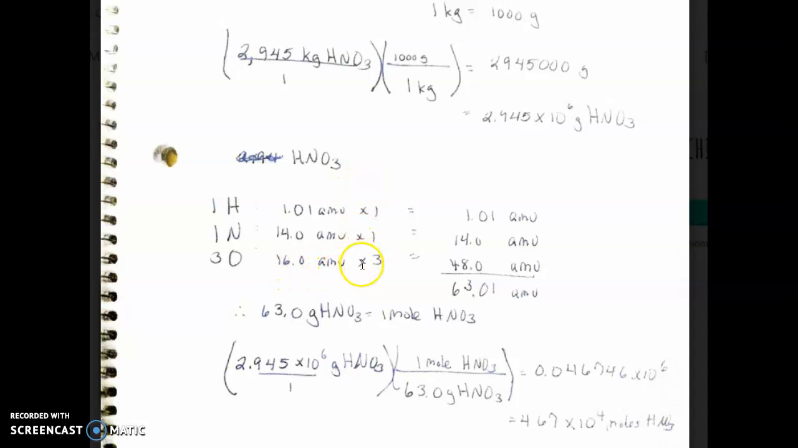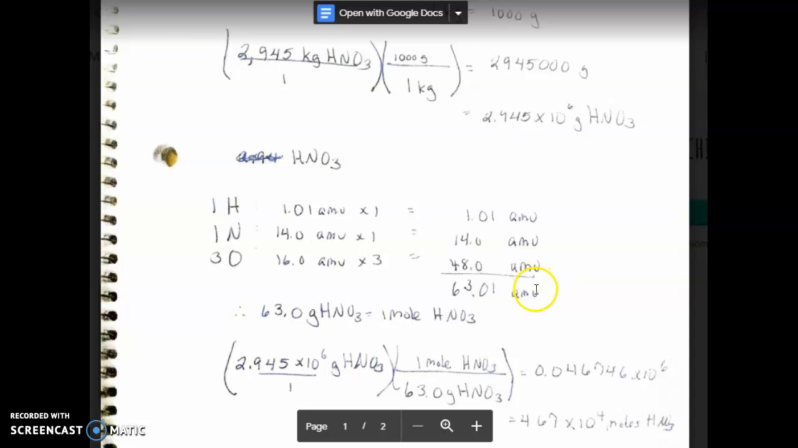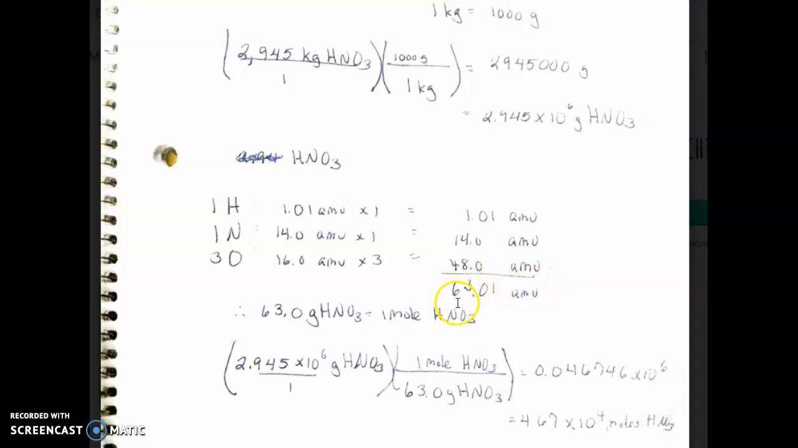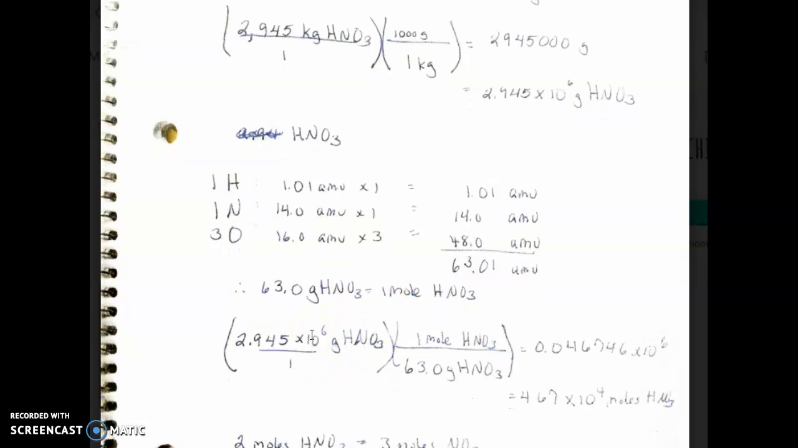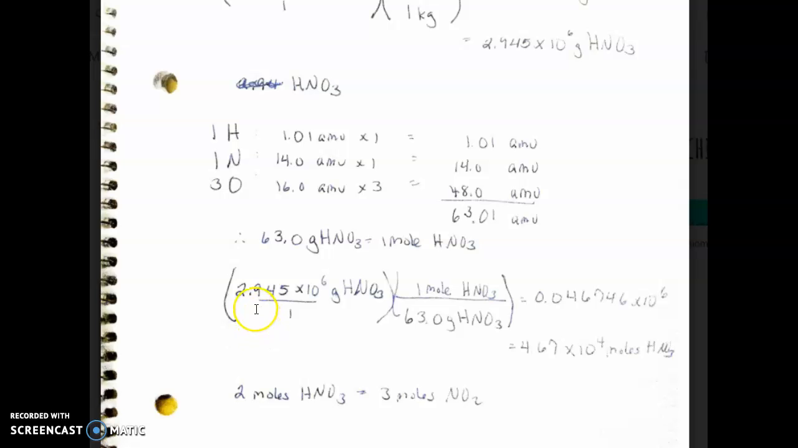Then you simply multiply those by the number of atoms in your formula, and add those together. So for HNO3, we have 63.01, but because we're adding, we round to the least precise number, so we only want the answer to go out to the 10th position. So if we weigh out 63.0 grams of HNO3, that sample will contain exactly 1 mole of HNO3. We use this relationship to find out how many moles there are in our original sample.